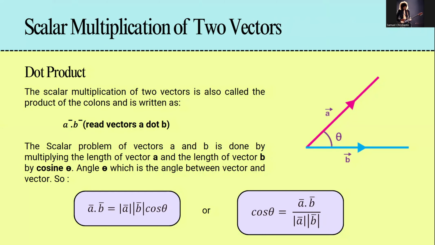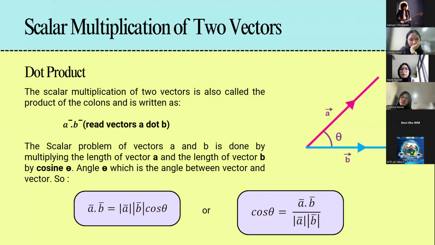Next, it's about the scalar multiplication of two vectors. The first one is the dot product. The scalar multiplication of two vectors is also called the dot product, and it's written as vector A dot vector B. The scalar product of vectors A and B is done by multiplying the length of vector A and the length of vector B by cosine theta, where theta is the angle between vector A and vector B. We can see in the right image a vector A and a vector B, and theta is the angle between them.